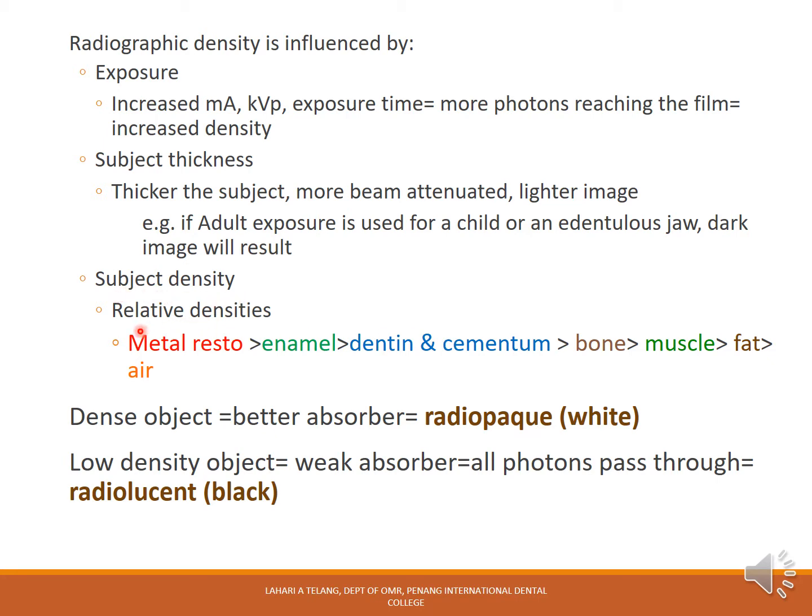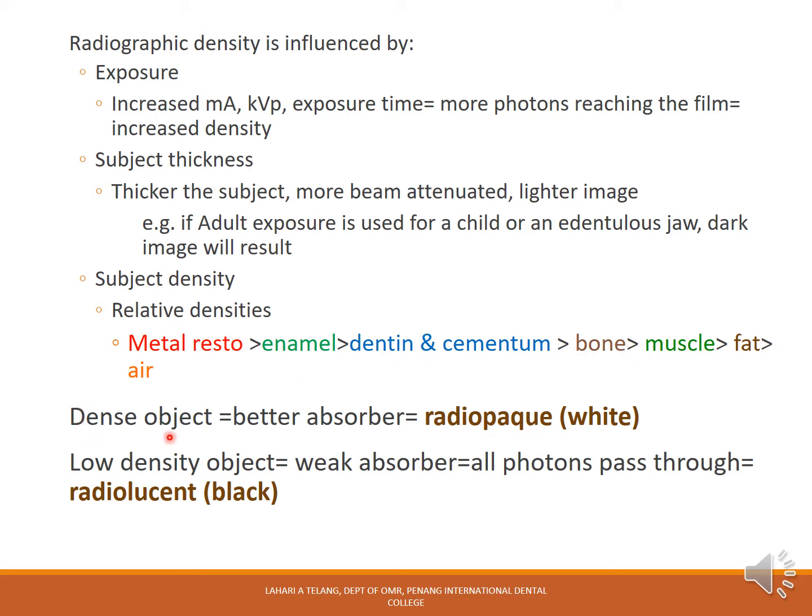Subject density depends on the relative density of the area being imaged. For example, a metal restoration is more dense compared to enamel, which is more dense compared to dentine and cementum, and denser than bone, muscle, fat, and air.